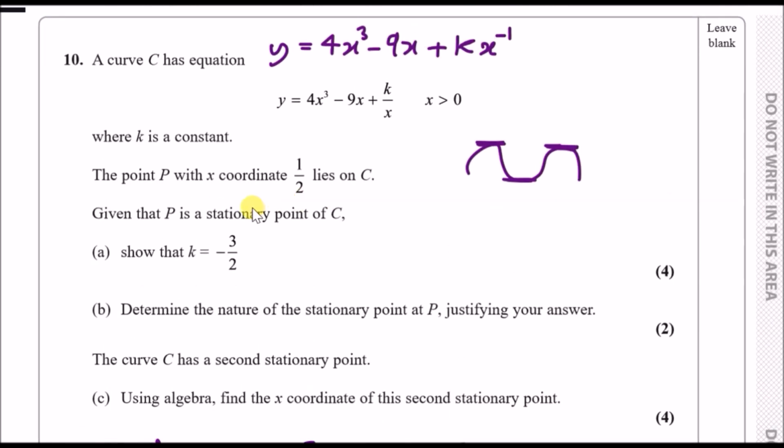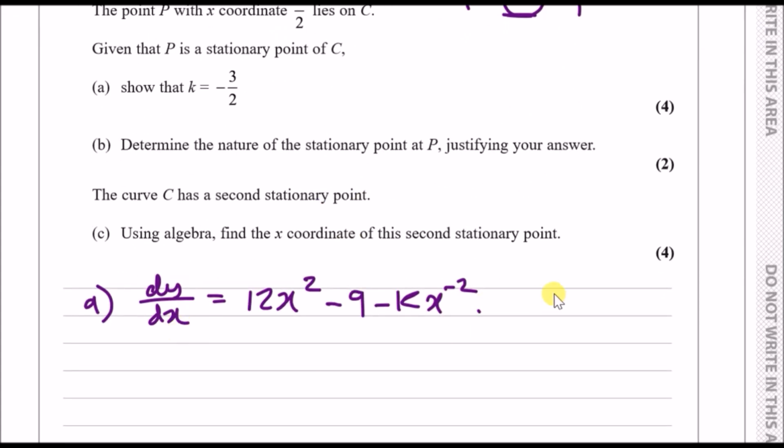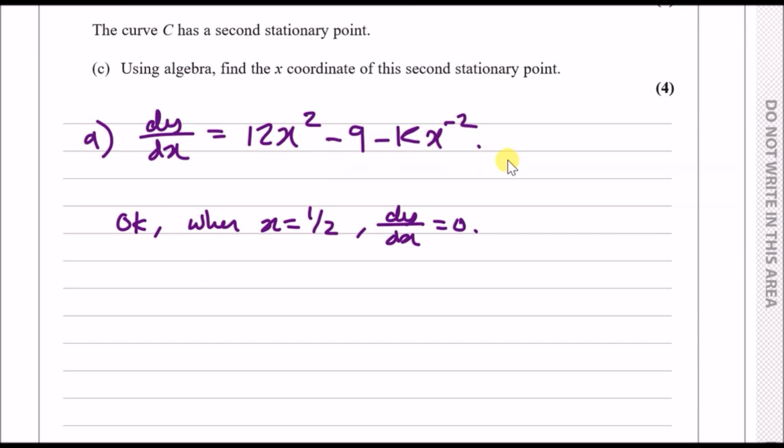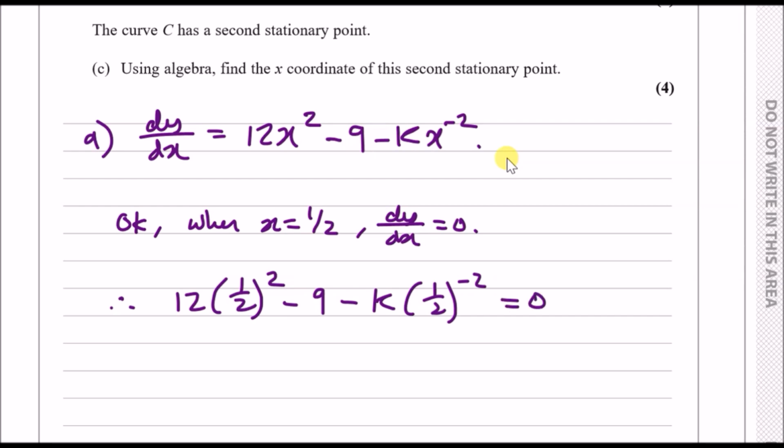And if you remember, because it's a stationary point at the point x equals a half, we're going to set dy dx to 0, yeah? So we say, okay, when x is a half, dy over dx is 0. So now, just doing both of them, this means we've got 12 times a half to the power 2 minus 9 minus k times a half to the negative 2, and it's all supposed to equal 0.